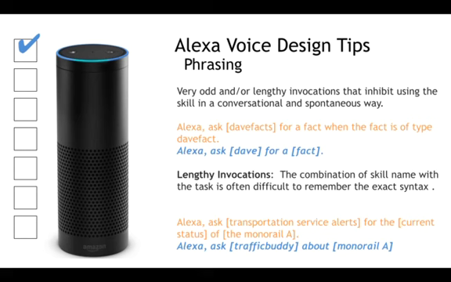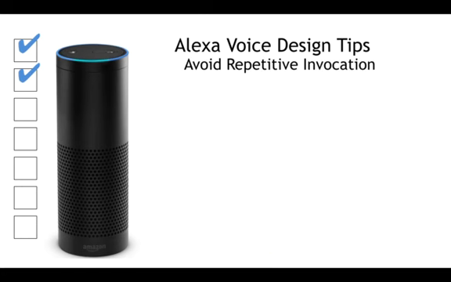So transportation service alerts is not very easy to remember. You'd probably think if you were trying to remember it, you might swap the words around or something. Traffic buddy is a lot more friendly. And then for the current status, I mean, the current status is just what's happening right now. So if you just say about, you've summarized a lot of it.